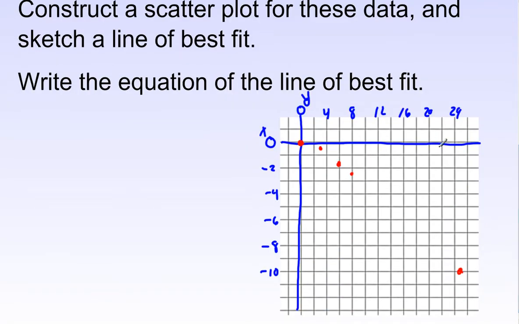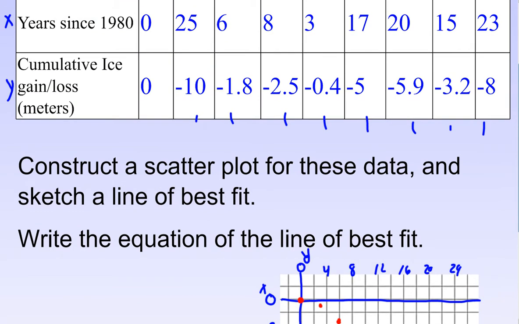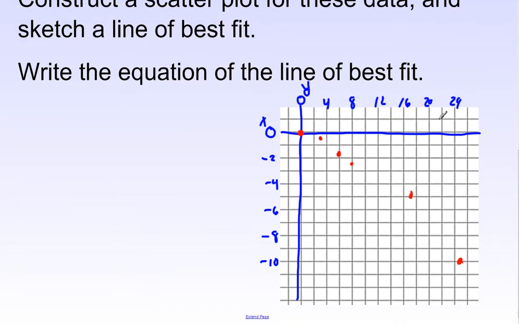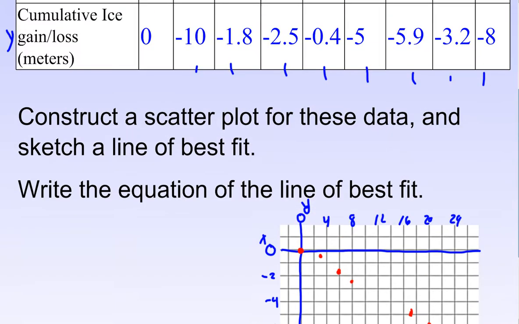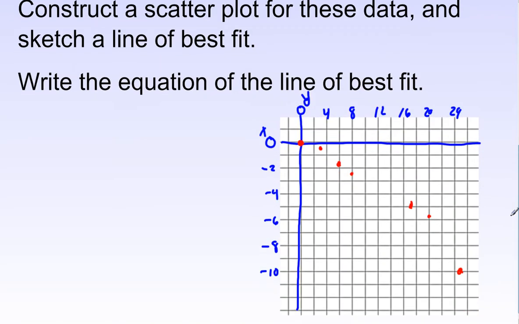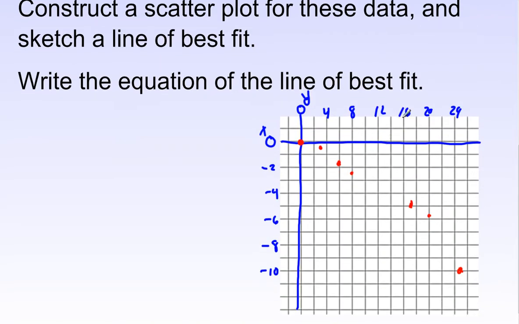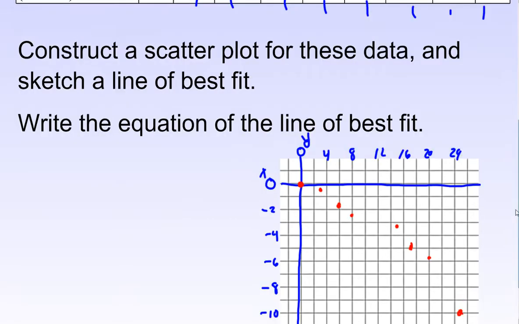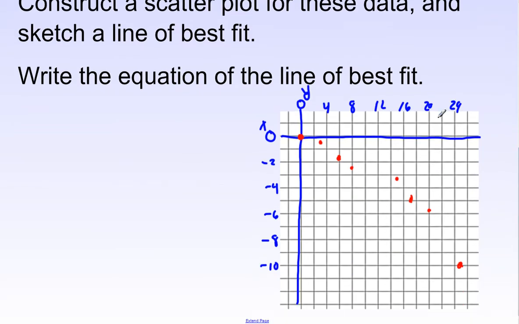17 years, -5. 17 would be here, -5, I said, right? 20 years, -5.9. 15 years, -3.2. 15 is here, -3.2. And I think I got one more, right? Yeah, 23 years, -8. 23, -8.